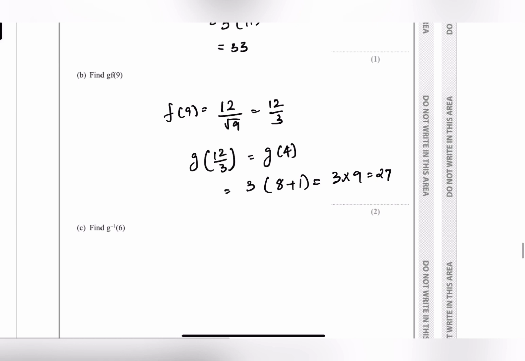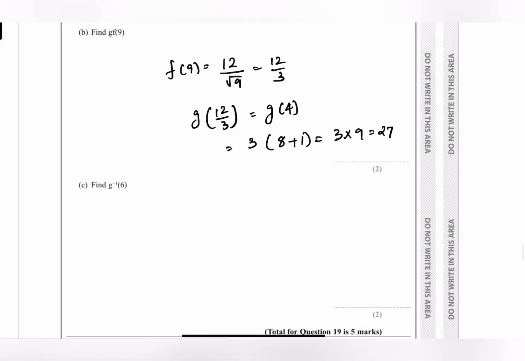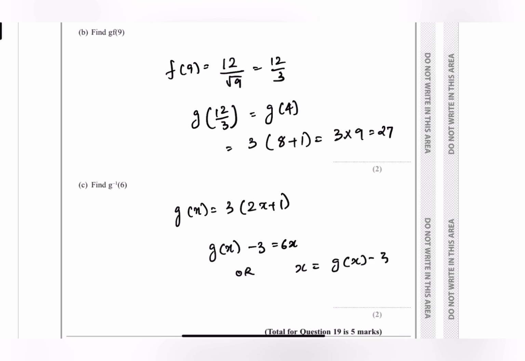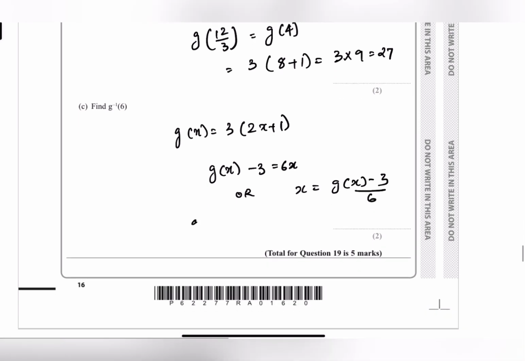Now g inverse 6. So you have g of x as 3 times 2x plus 1. From here you have to find the inverse, right? So you can write g of x minus 3 equals 6x, or you say x is equal to g of x minus 3 over 6. So you can say g inverse x will be equal to x minus 3 over 6, or g inverse 6 is 6 minus 3 over 6, which is 1 over 2. Now we have a few more questions left, so let's do the next one.